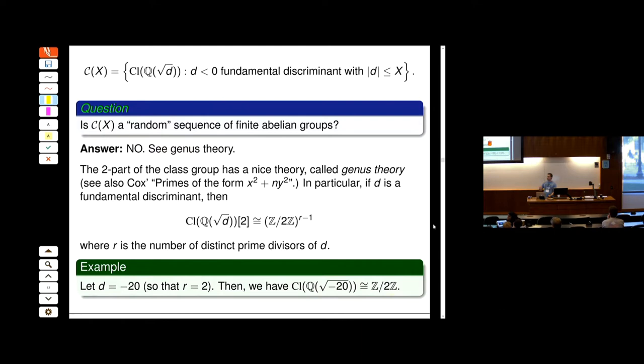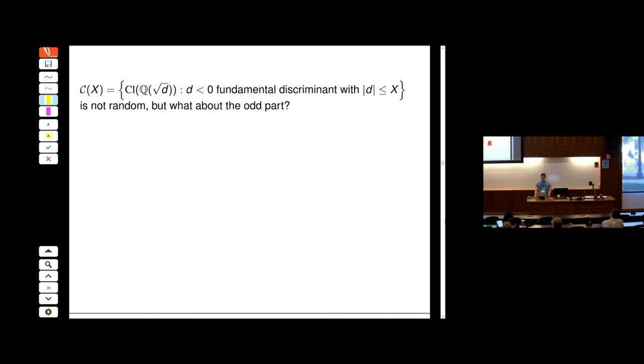So the sequence of class groups is not random at all, or at least the two part of the class group is not random, because it's dictated by what's called genus theory, which again has a beautiful explanation through binary quadratic forms. I know that the two part has a reason to behave in a very particular way. What about the odd part? There is no reason why there would be a prime order element in the class group coming from binary quadratic forms. So there, maybe those are random.